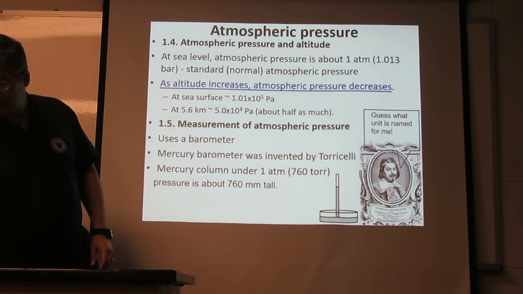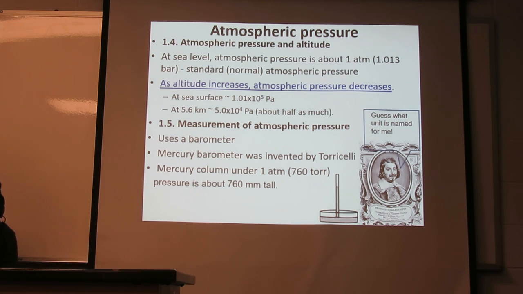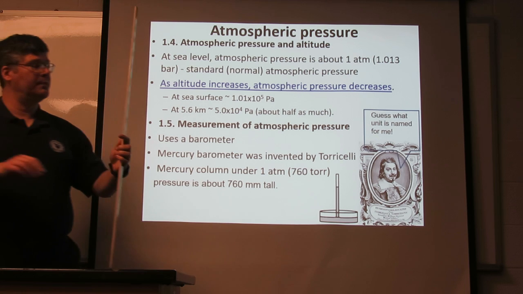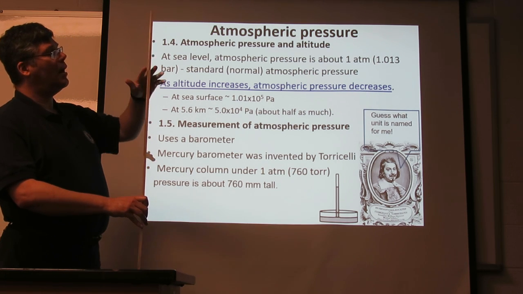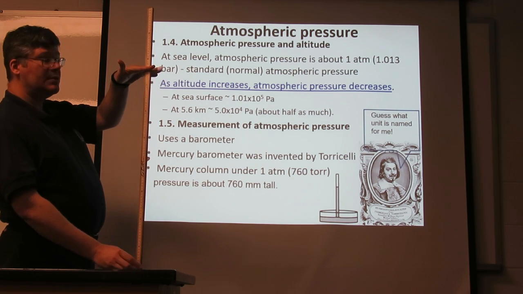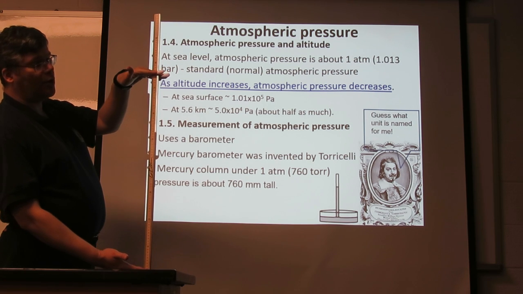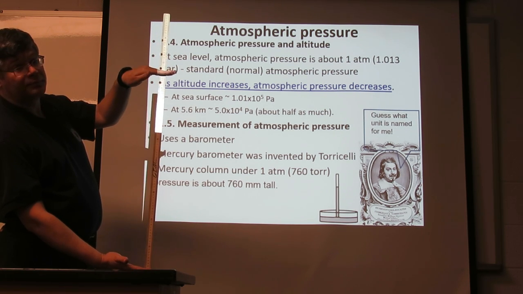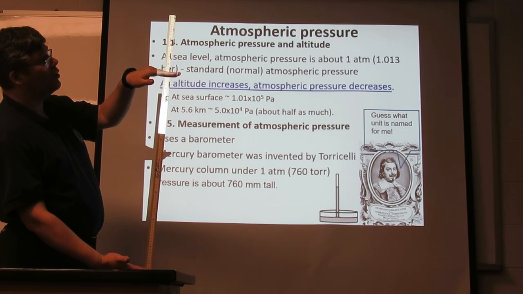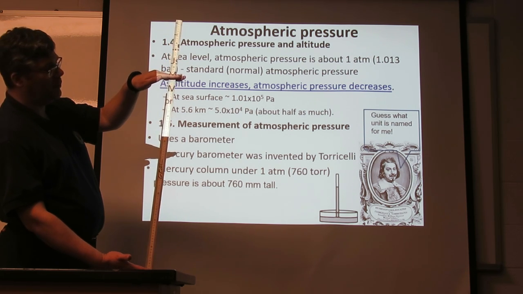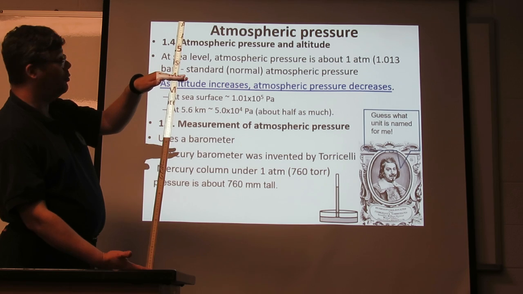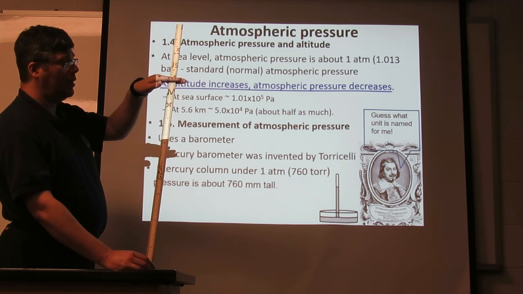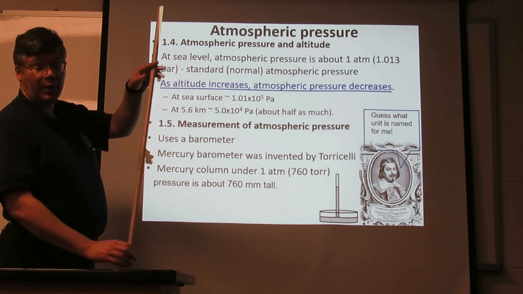And so if you do this, it turns out that your mercury is about 760 millimeters tall. And so you get pressures referred to as, say, millimeters of mercury or centimeters of mercury, inches of mercury. That's referring to a barometer like this, how much the mercury is pushed up.